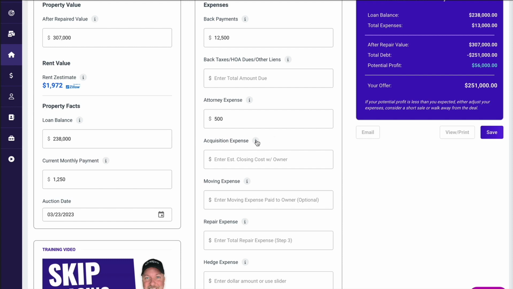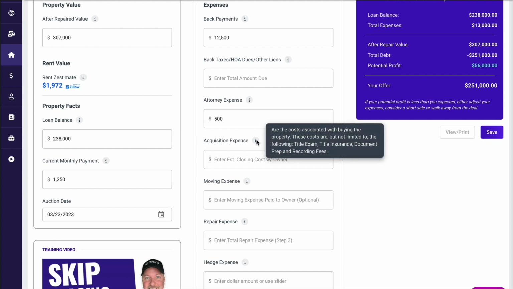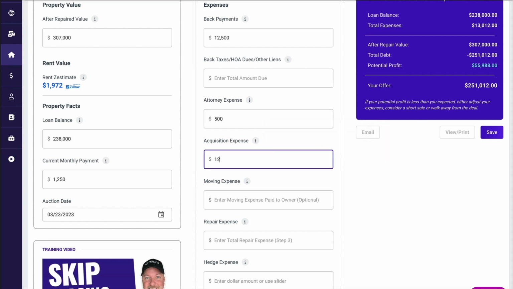Now, acquisition cost is going to be closing that. So once I have my agreement all signed with the seller, we are going to actually close this deal, but keep the loan in the seller's name. The deed will then get transferred over into our name. So I know that the closing costs in this area is roughly around $1,200. If you don't know this, obviously, if the attorney that drew up your seller finance agreement does closings, they could give you a rough ballpark about what the closing cost would be.